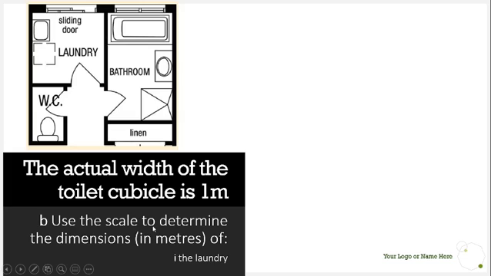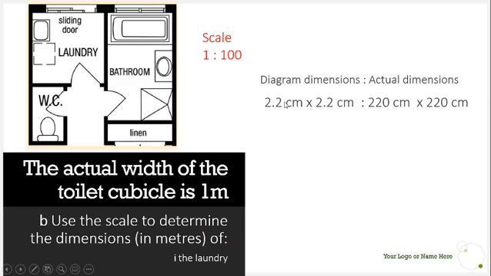So B says use that scale to determine the dimensions in meters of the laundry. There's the laundry, we measure it. The diagram, we measure it. And then the actual dimensions. So we know that our scale is 1 to 100. So it's 2.2 by 2.2 because it's a square.